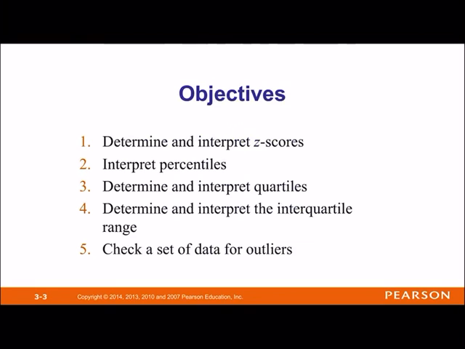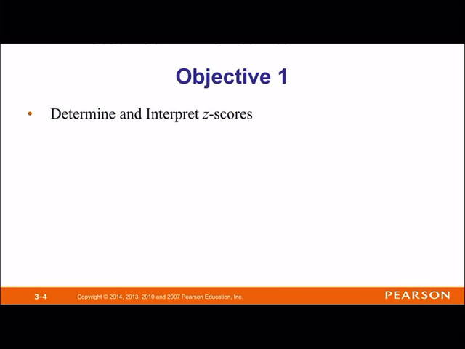So we're going to determine and interpret z-scores, we're going to interpret percentiles, and then we're going to determine and interpret quartiles. That will sum up this video, and then tomorrow we will determine and interpret the interquartile range and check a set of data for outliers. So that's coming up tomorrow. Okay, so determine and interpret z-scores.